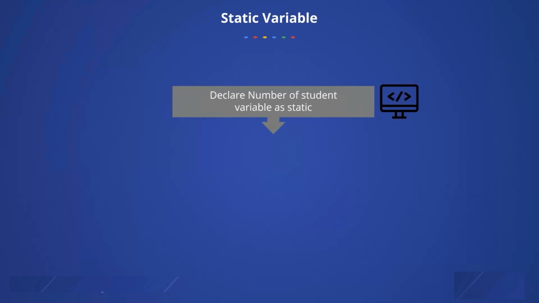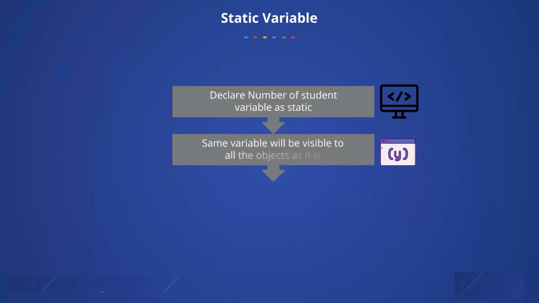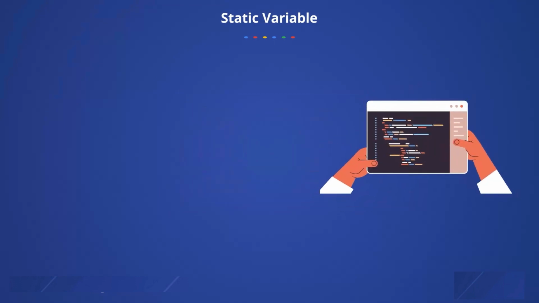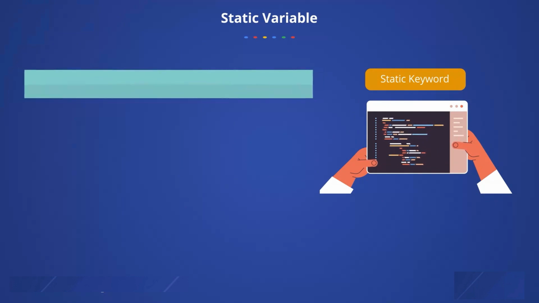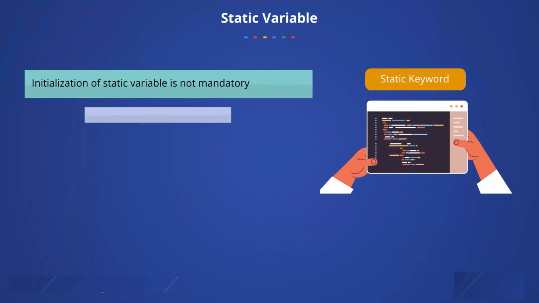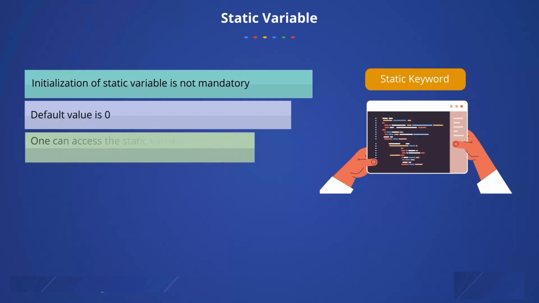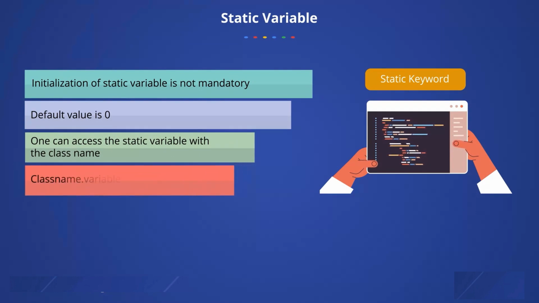That means the same variable will be updated by everybody whenever someone joins, and the same variable will be visible to all the objects as it is. That kind of variable, which is common across multiple instances of the same class, is called a static variable. You can create that variable by putting the static keyword before it. The initialization of static variables is also not mandatory; it will be initialized to 0 by default. If you want to access the static variable, you can give the class name, dot, that variable, and you can access the static variable.